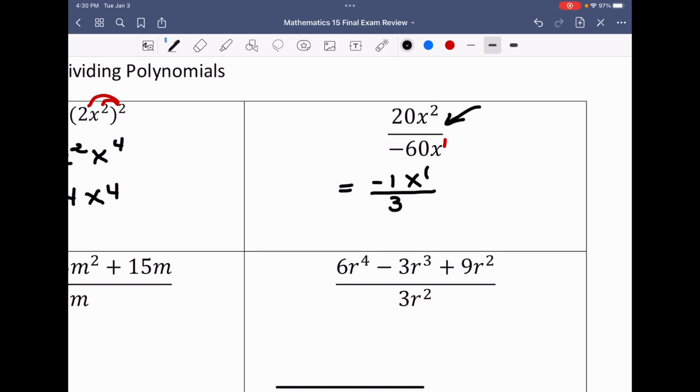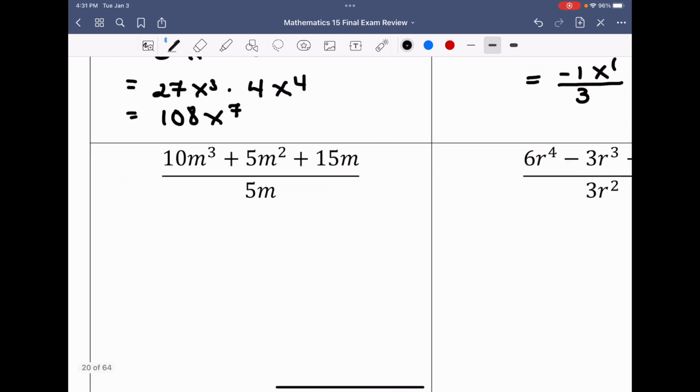Or off to the side here, we could go x to the 2 minus 1 in the exponent, which is equal to x to the 1. Now, do I need to put x to the 1? Definitely not, because anything to the power of 1 is just itself. So I could simplify this to simply be negative x over 3. Because anytime there's a 1, that's just implied that it will give us the exact same thing back.